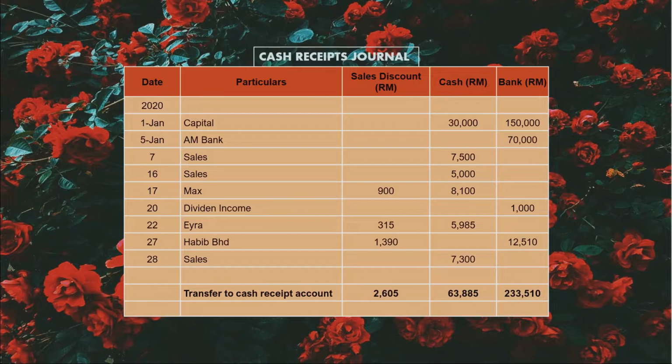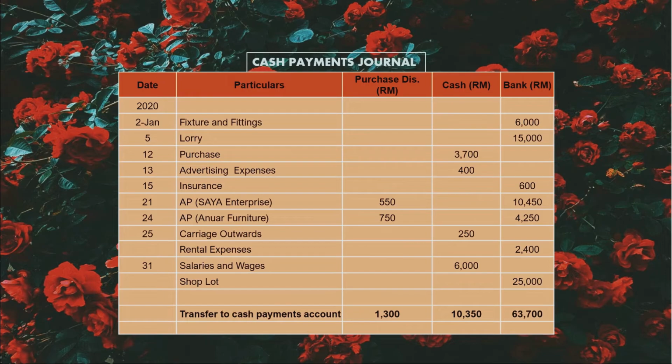On 27 January, Habib Berhad paid the amount owing to the business amount RM 12,510 by cheque. The business provided a sales discount amount to RM 1,390. On 28 January, the business made sales by cash RM 7,300. The total amount of this sales discount is RM 2,605. Cash received is 63,885 and bank receipt is RM 233,510.